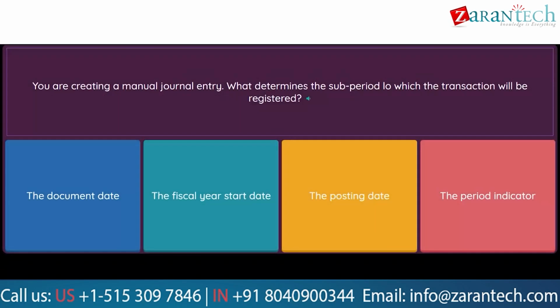Question: you are creating a manual journal entry. What determines the subperiod below which the transaction will be registered? Option 1, the document date. Option 2, the fiscal year start date. Option 3, the posting date. Option 4, the period indicator.